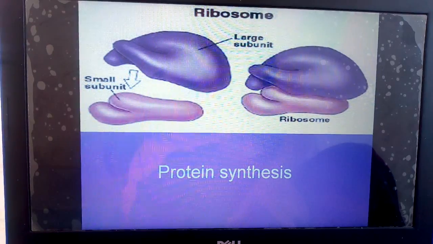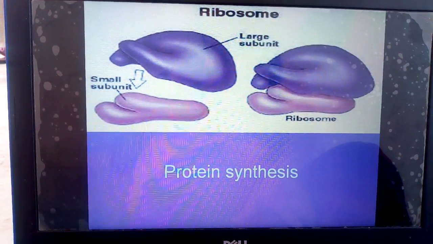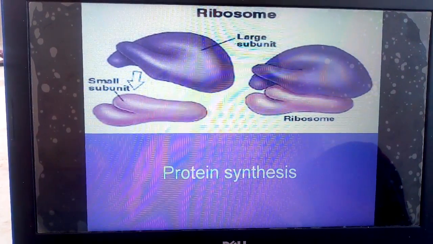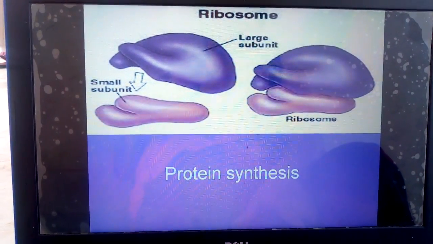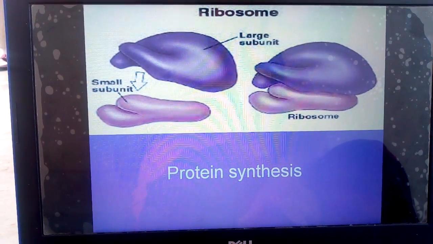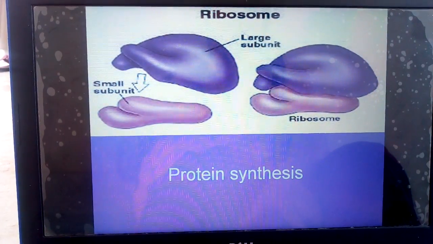Our next cell organelle is ribosome. As we have already discussed that these are present on the surface of endoplasmic reticulum, these ribosomes are also present freely in the cytoplasm, in the mitochondria, as well as in the chloroplast. So the function of ribosome is protein synthesis.